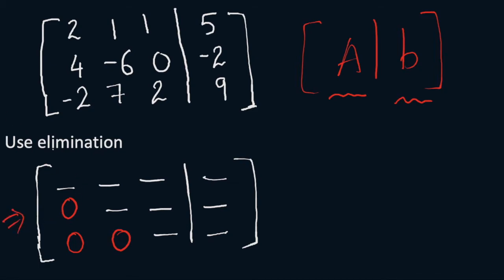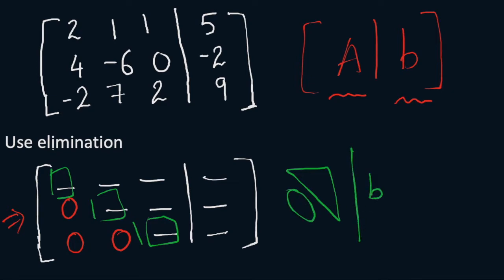Here these 3 will be our pivot positions. It will form an upper triangular matrix. The bottom portions will all be 0 and it is augmented with B. So after we have done the elimination, we will use back substitution to find the values.